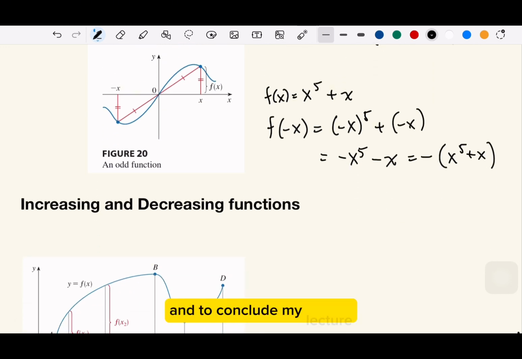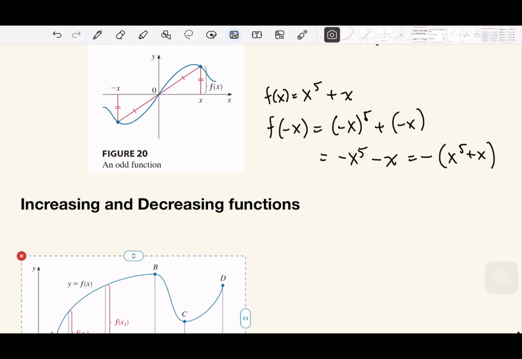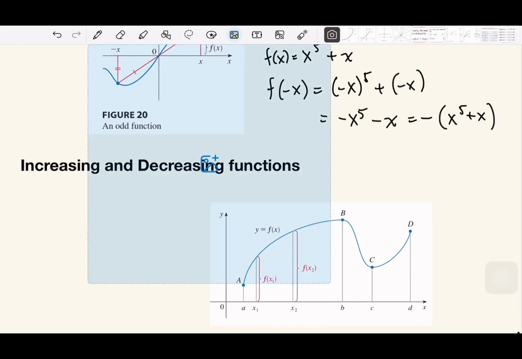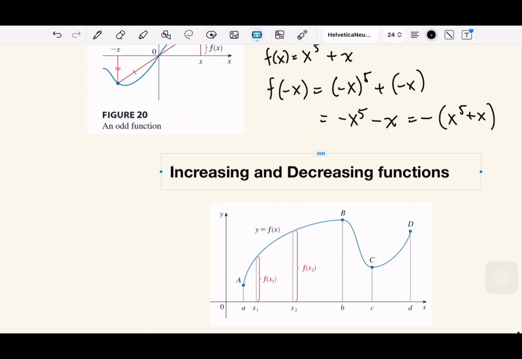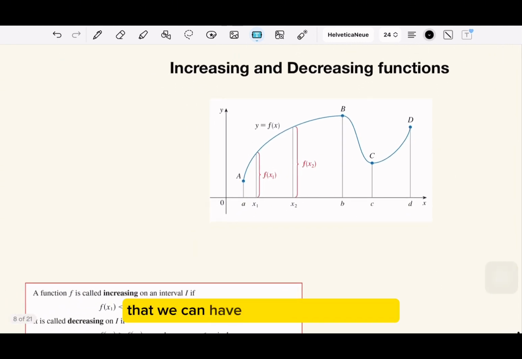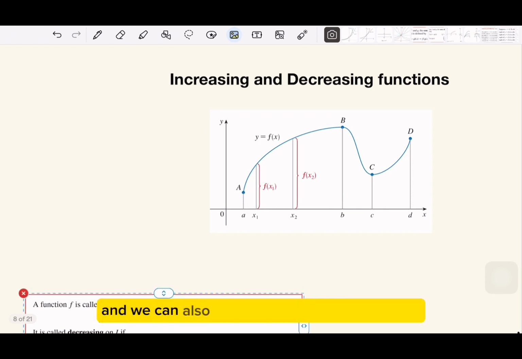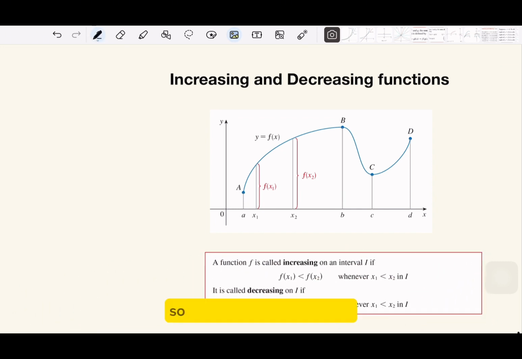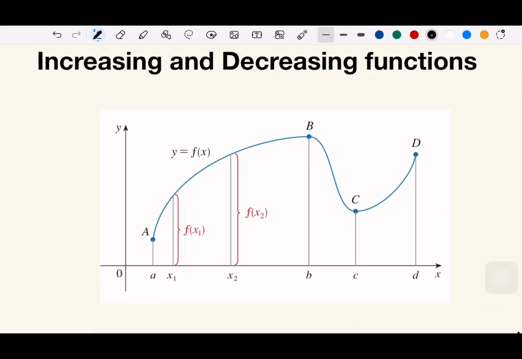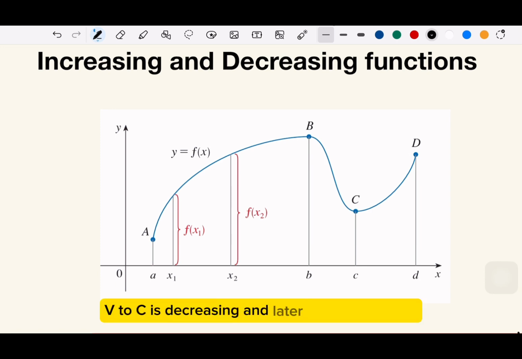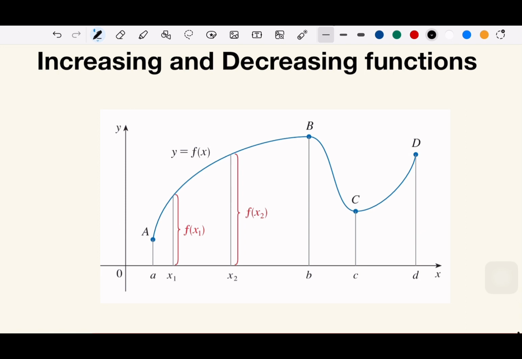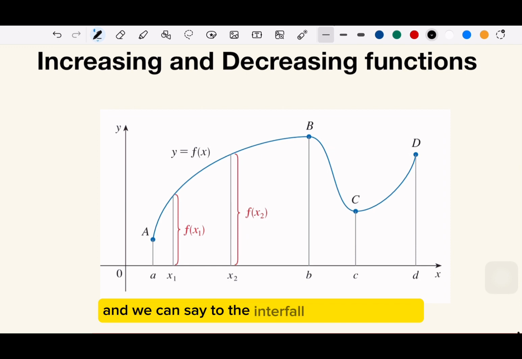To conclude my lecture is this graph here. We can have an increasing function, and we can also see decreasing. In a function like this, if it is getting higher and higher, we can say it's increasing. I think it's easy to see, right? From B to C it's decreasing, and then later increasing again. So over the intervals, A to B is increasing, B to C decreasing, C to D is another increasing.